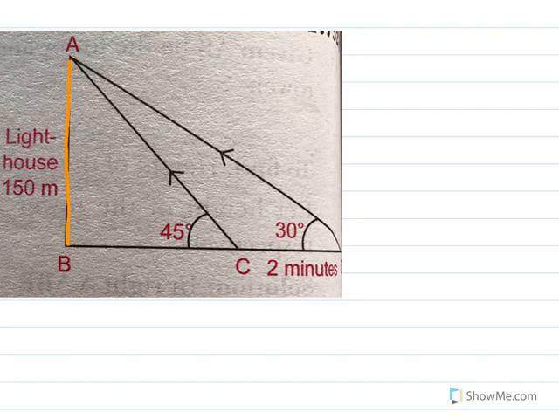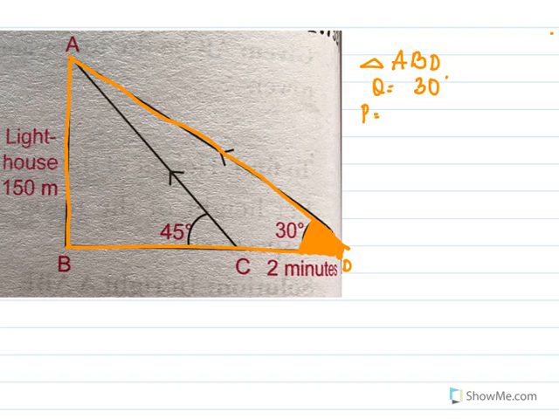Now we take up triangle ABD, the triangle with angle 30 degrees. So we have triangle ABD, this is point D, theta is 30 degrees, this is the perpendicular here, and this was the base. Perpendicular AB, which is 150 meters, and the base is BD, which is not given to us.